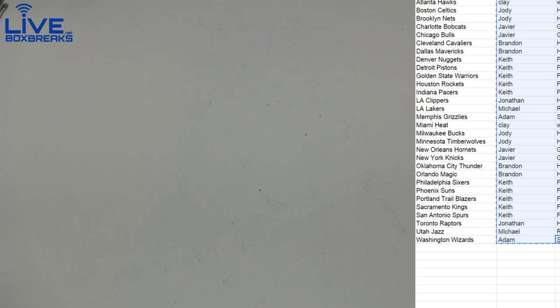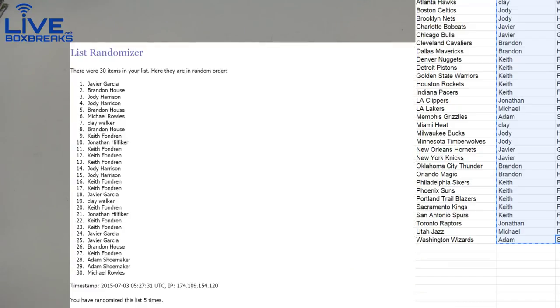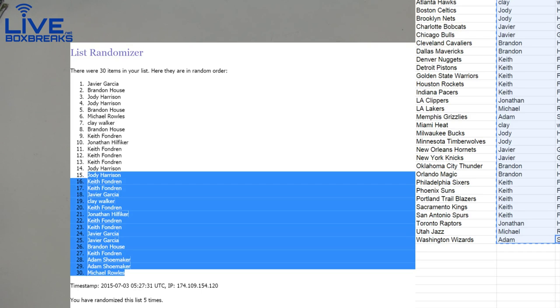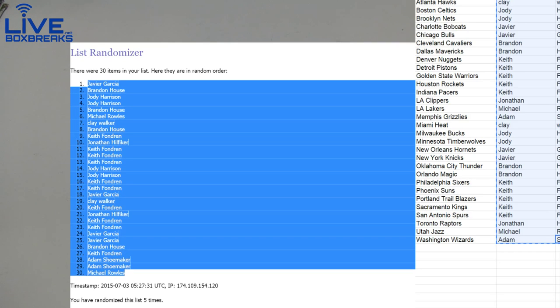For only 12 spots there. Oh, forgot to show my window. Look, just randomized 5 times, guys. Sorry about that, didn't push the little button. Here's our teams.